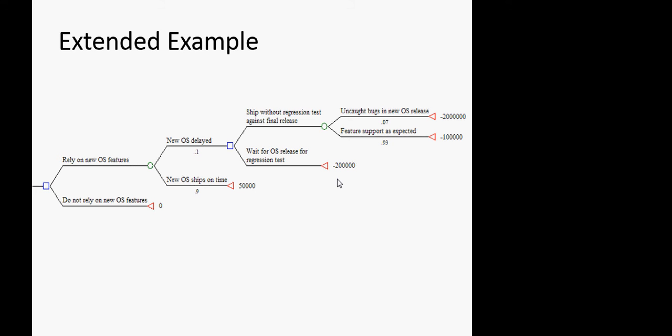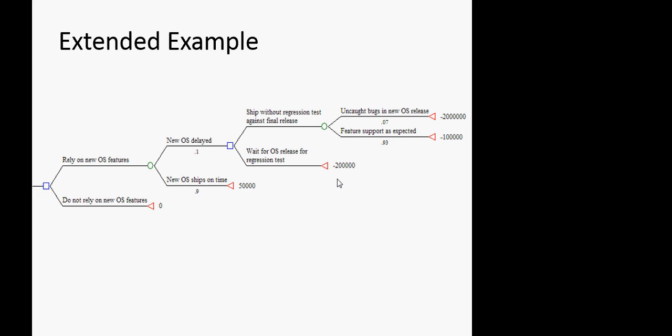In the typical case, we'll lose less money if the feature support stays as expected, but there's some chance that we may be exposed to a bug because we haven't tested against the very final version of the OS, just with a pre-release version, a release candidate. So in this case, we have two levels of decision. One, whether we rely on these features at all, and second of all, if the OS is delayed, then whether or not we hold off further to do testing, or whether we ship a little bit earlier with comfort that we've examined the pre-release candidate, but with still a bit of uncertainty that we might have exposure in the final version of the OS.